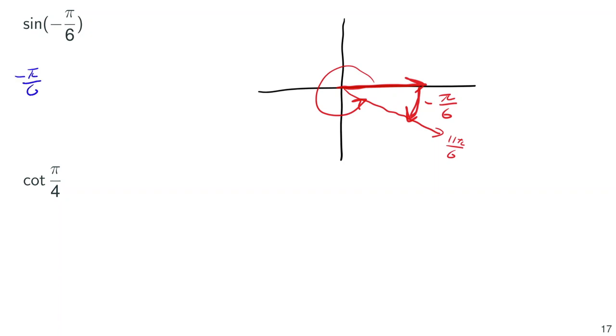So we can do negative pi over 6 plus 2 pi, which is 12 pi over 6, which is 11 pi over 6. So this will give us same value as 11 pi over 6, which on unit circle is negative half.